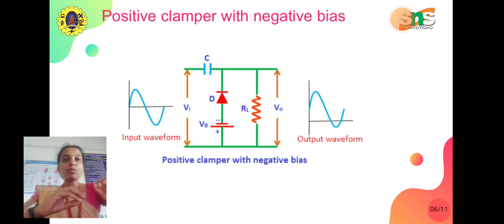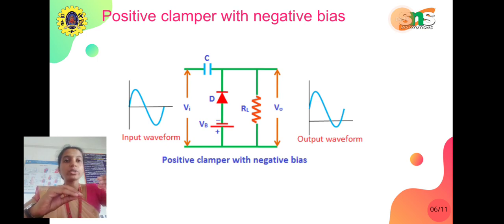Here is the positive clamper with negative bias condition. Here we can see from the circuit diagram that the supply voltage polarities will be changed, plus to minus and minus to plus. So when the input voltage is lesser than the biasing voltage, the capacitor and the diode act in the reverse bias condition.